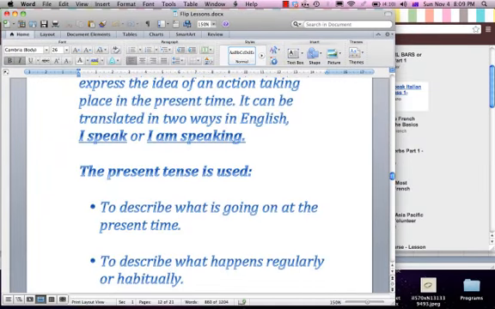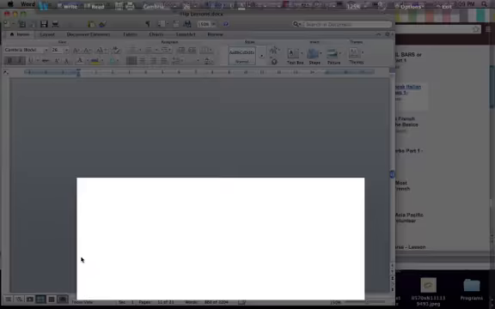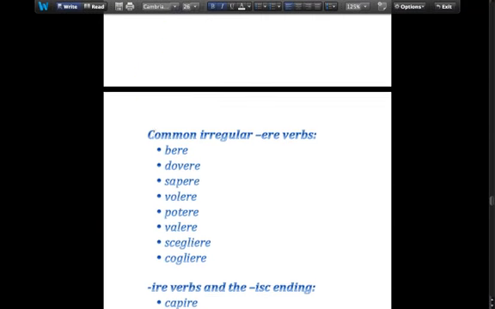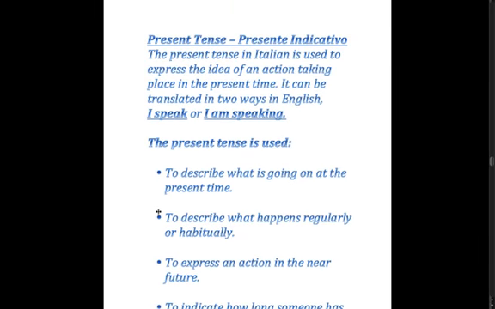This lesson is on the present tense or the presente indicativo. I'm just going to go through and explain some of the common rules when using the presente indicativo.